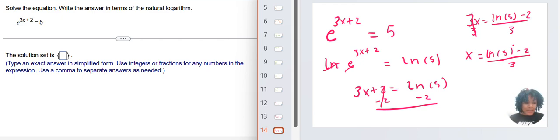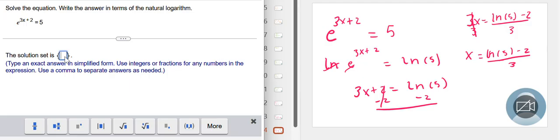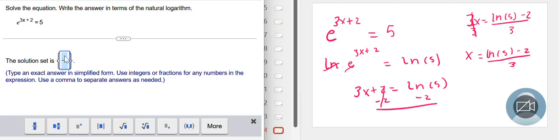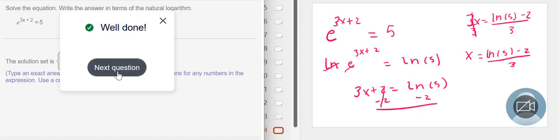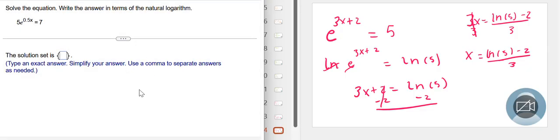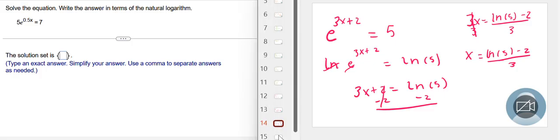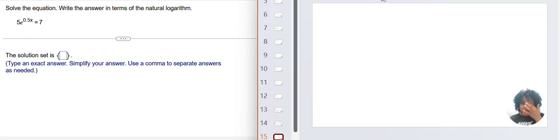And let's go ahead and type that in. We have our parentheses at the top. I have natural log of 5 minus 2 divided by 3. I feel like the other one was a 3 too. Like the other one was a 5 and a 3. Okay. Okay, we need to go next.